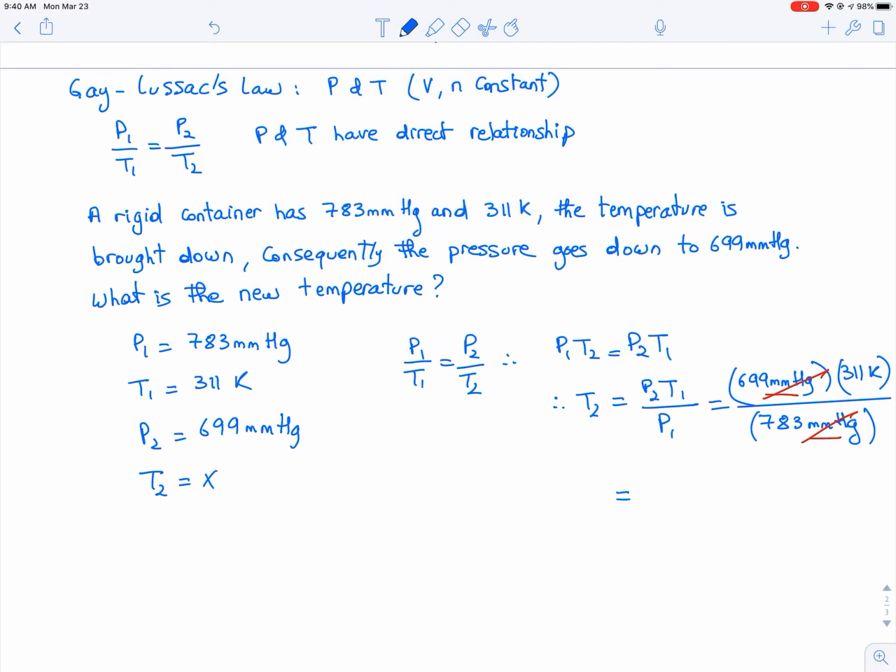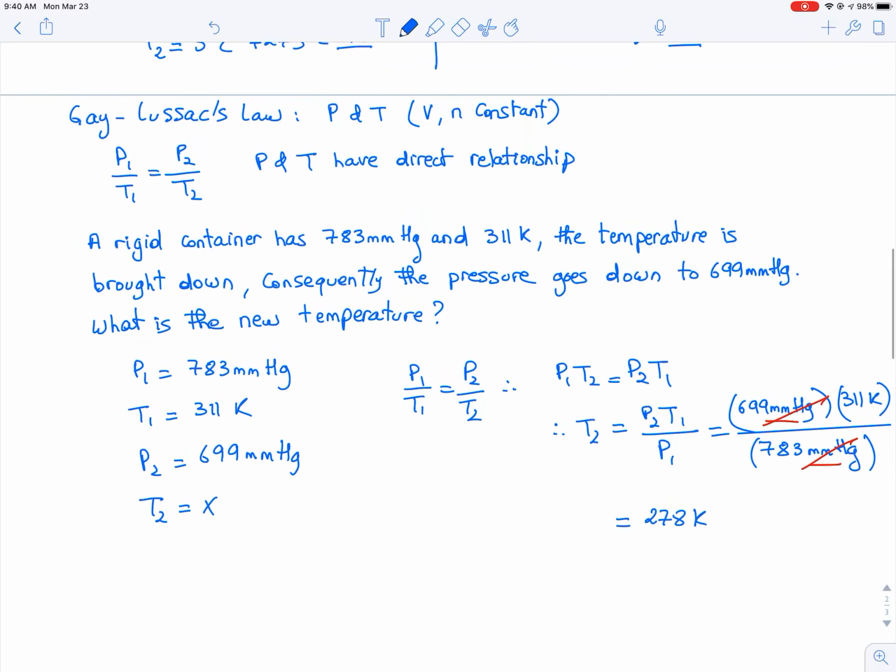All right, so what are we left with? We're left with Kelvin, and that's what we're looking for. That's the unit for temperature. So what you do now is you simply plug in these numbers in the calculator. And again, I have 3 sig figs everywhere, so my answer will have 3 sig figs, and it has to be reported in scientific notation. So divided by 783, and I have 278 by rounding, 278 Kelvin. Let's see if this answer makes sense.